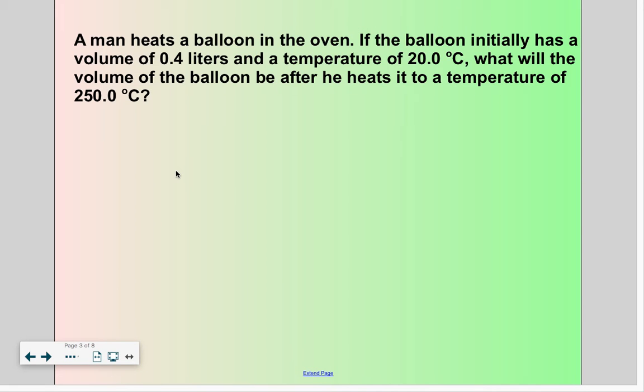All right, a man heats a balloon in the oven. I don't know who heats balloons in ovens, but this guy does. If the balloon initially has a volume of 0.4 liters, so that is V1, and a temperature of 20 degrees Celsius, then what will the volume of the balloon be after he heats it to a temperature of 250 degrees Celsius? It says nothing about pressure in the problem, so I'm probably ignoring pressure, which means I'm dealing with volume and temperature. So I'm going to write V1 and T1 and V2 and T2.